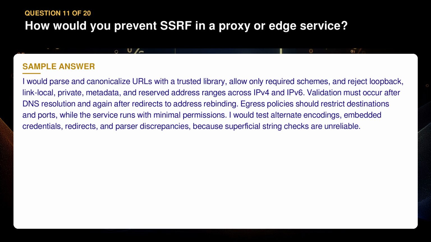I would parse and canonicalize URLs with a trusted library, allow only required schemes, and reject loopback, link local, private, metadata, and reserved address ranges across IPv4 and IPv6. Validation must occur after DNS resolution and again after redirects to address rebinding. Egress policies should restrict destinations and ports, while the service runs with minimal permissions. I would test alternate encodings, embedded credentials, redirects, and parser discrepancies, because superficial string checks are unreliable.